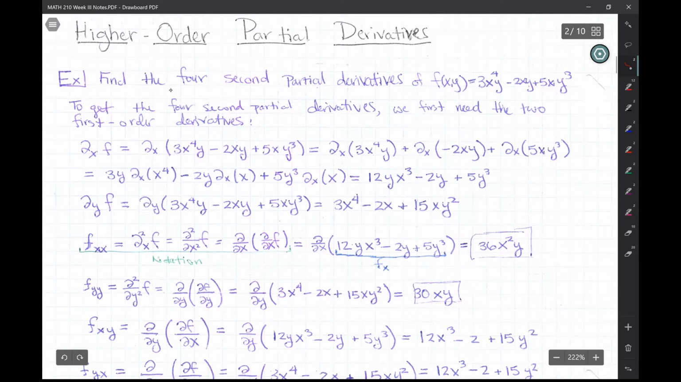we're asked to find the four second partial derivatives of this function of two variables. Okay? Now let's see why we have four. In order to take the second partial derivatives, we should start with the first partial derivatives. So we have the partial derivative with respect to x of the function f. And here again, what do we do? We just treat y as some constant.